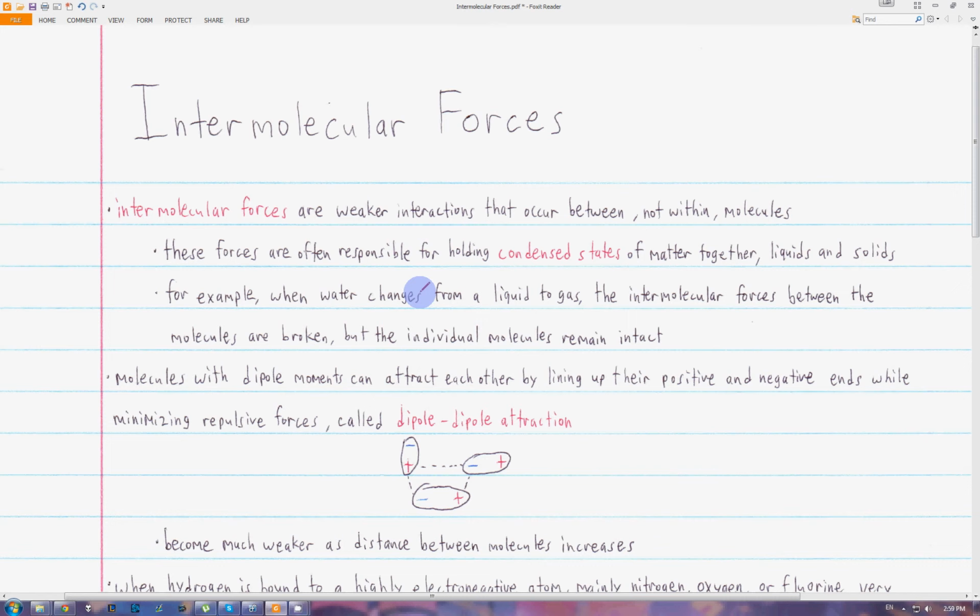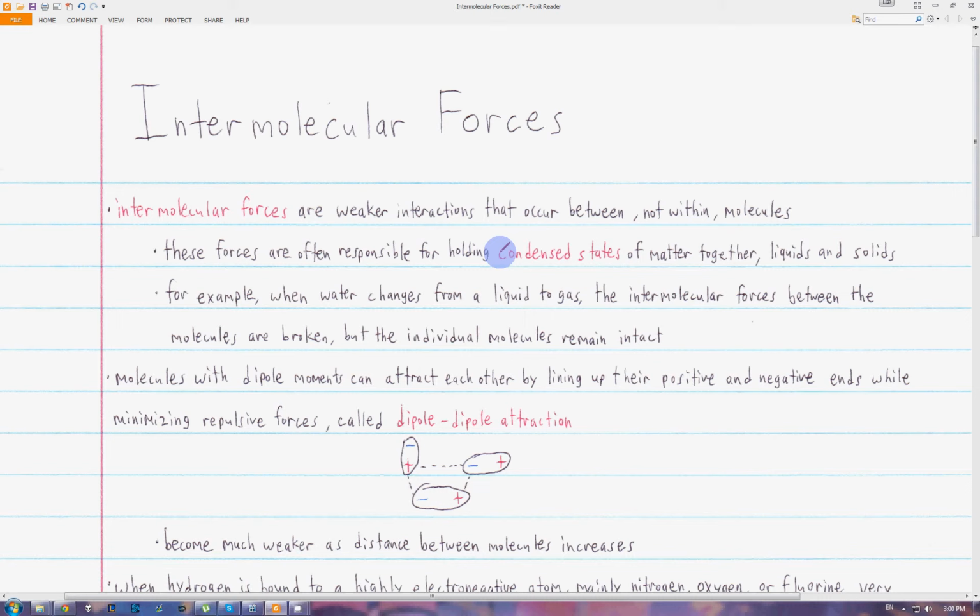In this video we're going to be talking about intermolecular forces. So intermolecular forces are the forces that hold individual molecules together. They're different from the bonding that holds atoms together within a single molecule. Intermolecular forces are often responsible for holding what's called condensed states of matter together. Condensed states of matter are just liquids and solids.